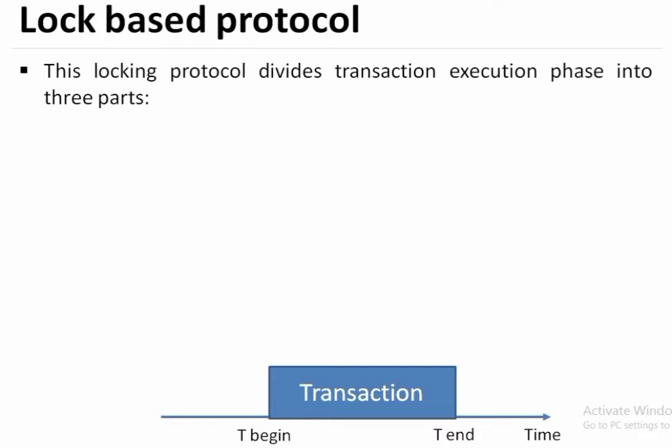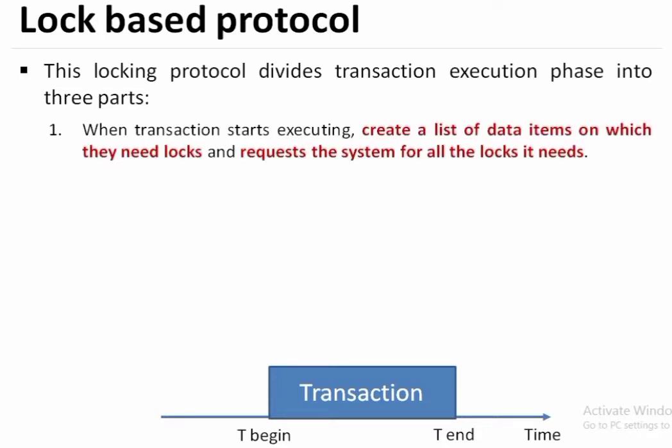Here we have one transaction that starts from T begin and ends at T end, and the arrow indicates the timeline. When transactions start executing, it creates a list of data items on which they need locks. Suppose one query wants to execute on our database and it requires 3 records.